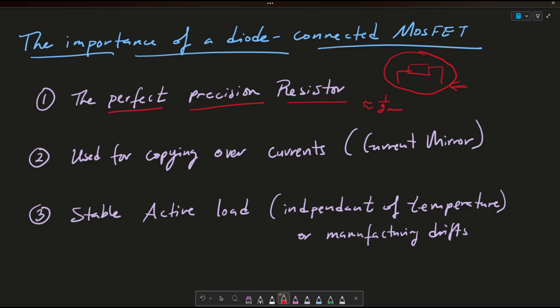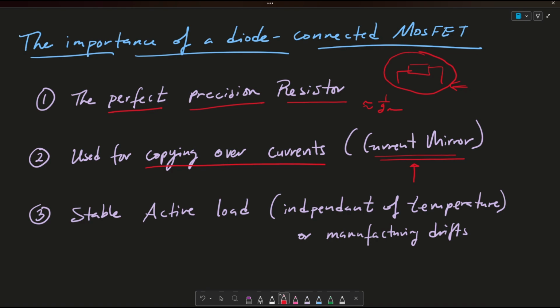The second thing we can use the diode connected MOSFET for is to copy over currents and do what is called the current mirror. The main reason we are doing the diode connected MOSFET is because in the next video, I will be talking about the current mirror, and we need to understand the diode connected MOSFET in order to understand the current mirror configuration.